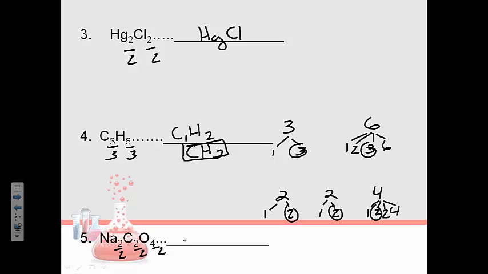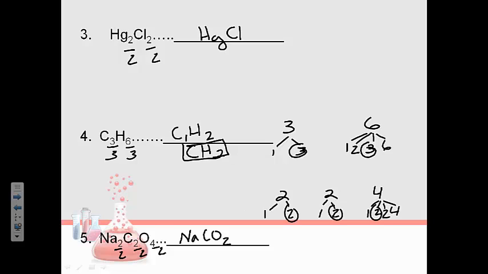And for Na, 2 divided by 2 gives me 1. Now I'm not going to write 1, I don't need to. C, 2 divided by 2 gives me 1. And O, 4 divided by 2 gives me 2. So NaCO2 is the correct formula.